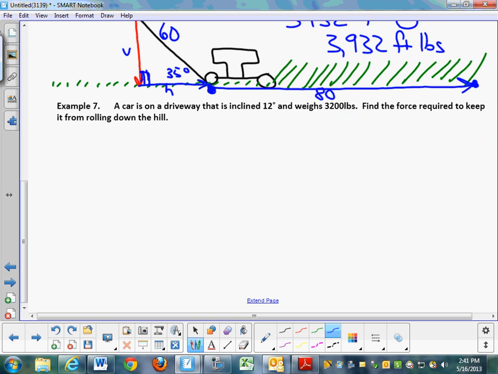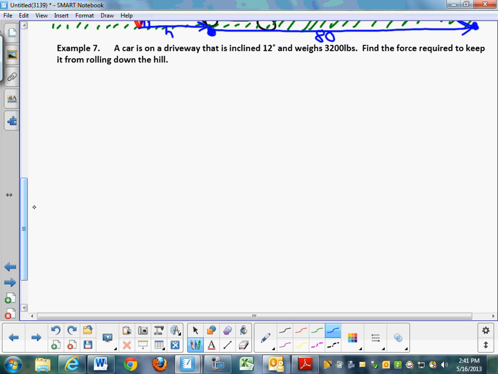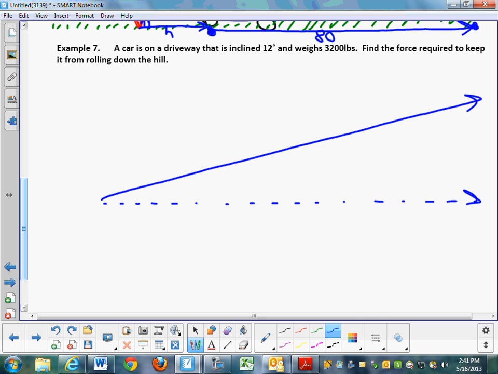Okay, last portion. Cars on a driveway, it's inclined, so we've already done one like this. We're going to practice one more, which is good. Tyler had a question on it before. We'll see if this can kind of shore things up a little bit. So I've got 12 degrees, and I've got a car that weighs, I'm going to turn it into a truck because I can do that, weighs 3,200 pounds.